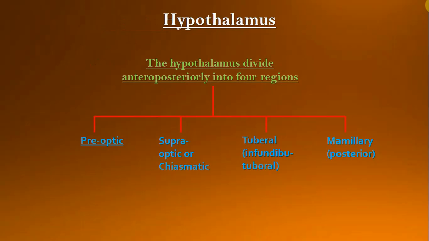Now coming to the hypothalamus, it is also an important part. The hypothalamus divides anteroposteriorly into 4 regions. As you can see from this figure, the regions are preoptic, supraoptic or chiasmatic, tuberal or infundibular, and mammillary or the posterior part. The preoptic region adjoins the lamina terminalis. The supraoptic part lies above the optic chiasma. The tuberal part includes the infundibulum and tuber cinereum, and the mammillary part consists of the mammillary body and the area above it.